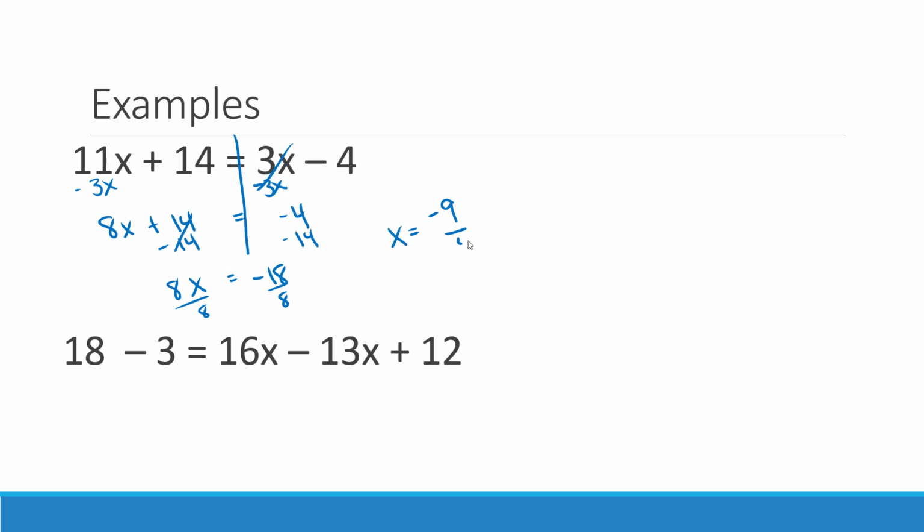So it's going to give me negative 9 over 4. And you can just leave it that way. Same thing here. I'm going to draw my line. Now this one's a little bit different. Notice what you got on the right-hand side. You can combine these two together. And you can combine these two together on the left-hand side.